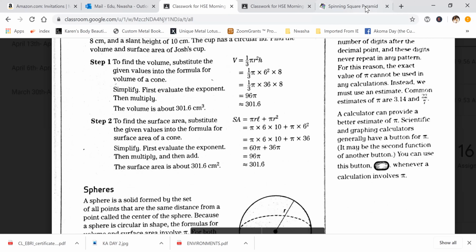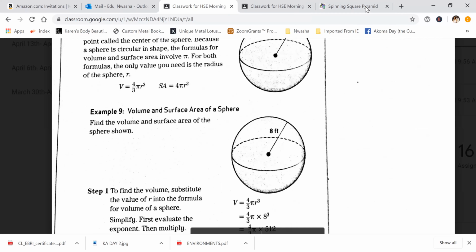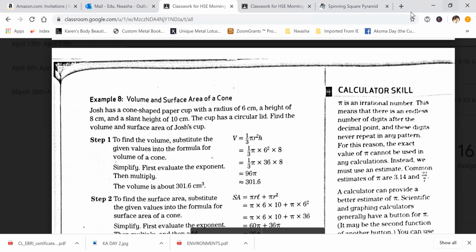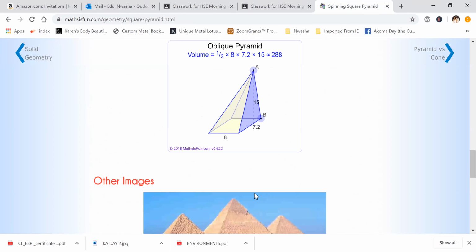So we still have another shape to go before we finish the textbook, but what we're going to do now is go to Math is Fun.